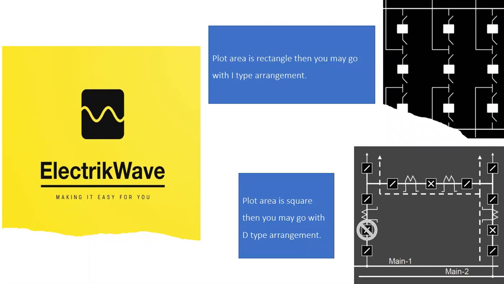If plot area is rectangle, then you may go with I-type arrangement. And if plot area is square, then you may go with D-type arrangement.